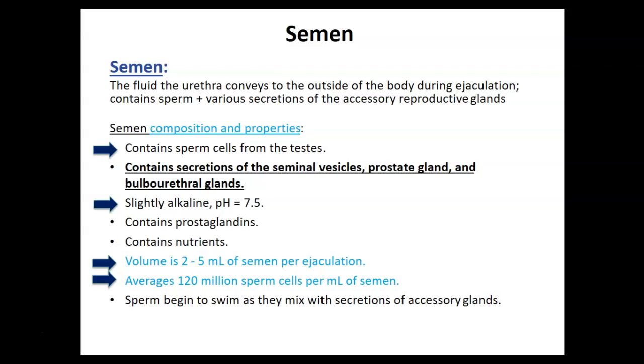So there's about between 2 and 5 milliliters of semen created every time a man ejaculates. And interestingly, in that 2 to 5 milliliters, there's on average about 120 million sperm. A man is considered to be not producing enough sperm if he produces less than 100 million sperm per milliliter of his semen. So we feel like these are really large numbers, but they're actually really important to ensure success of sperm to reach the end destination being the egg.